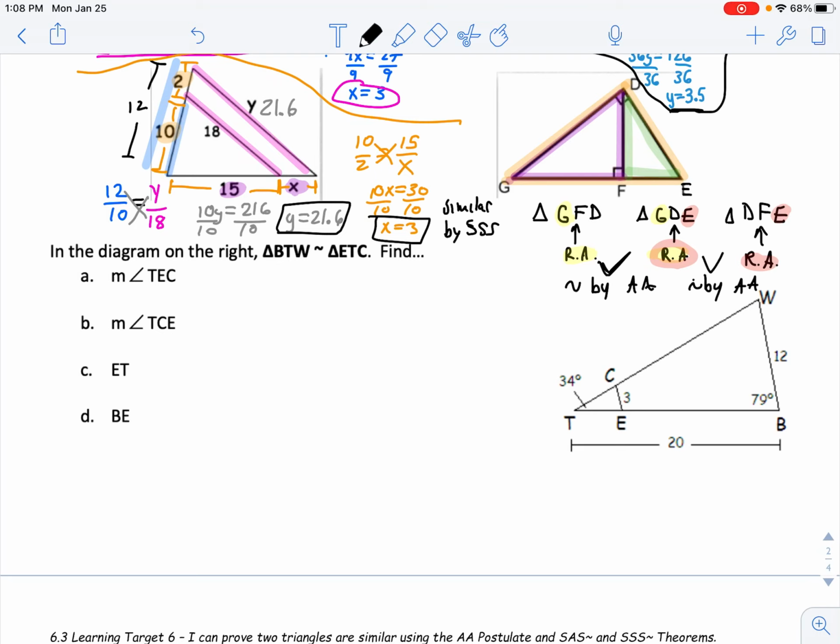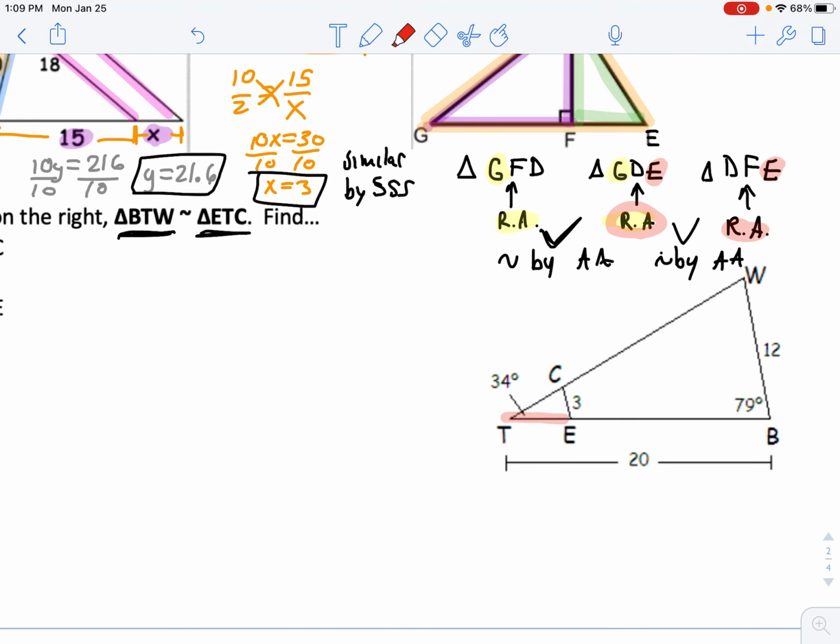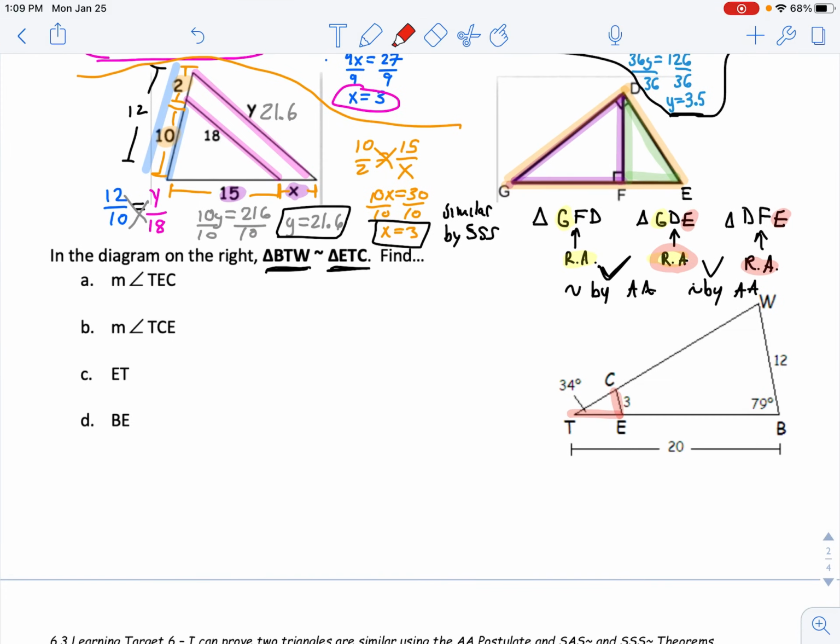All right, so in this one right here, we got that these two triangles are similar, so we're just going to practice some basic skills of similar triangles. So we want to find the measure of angle TEC. All right, TEC.